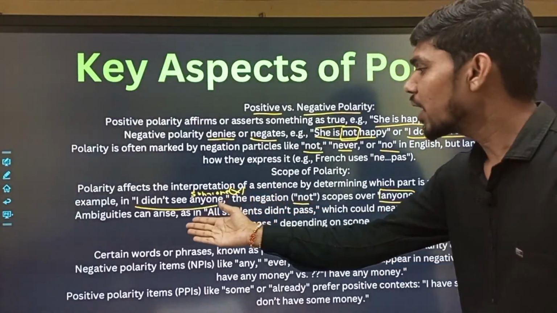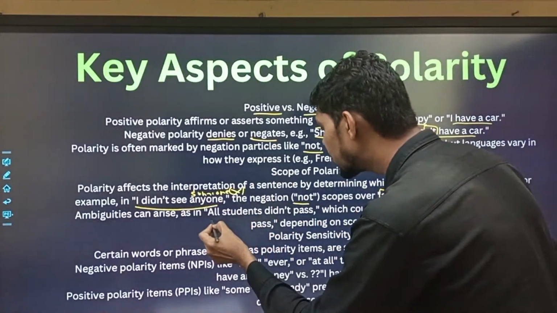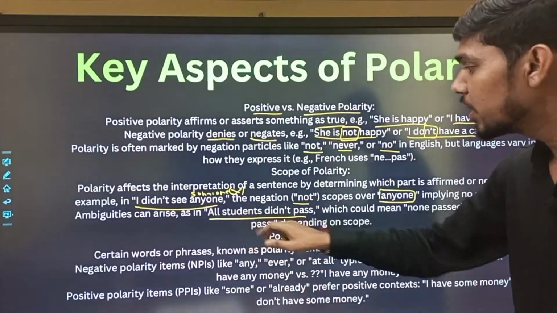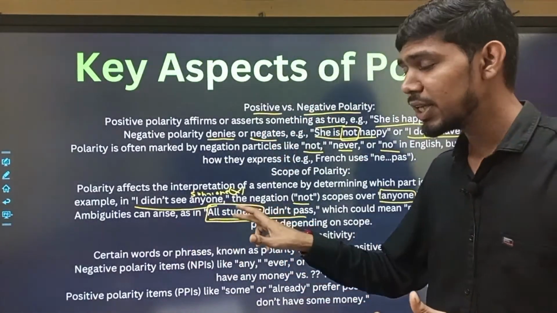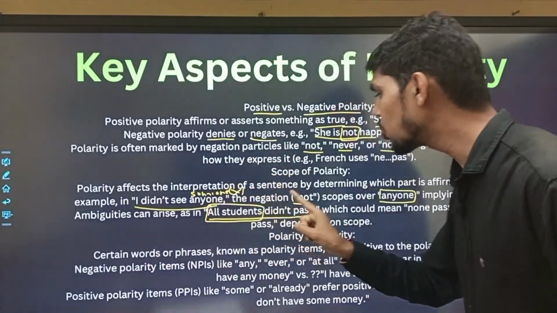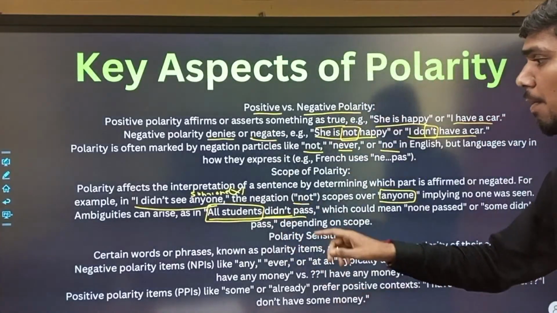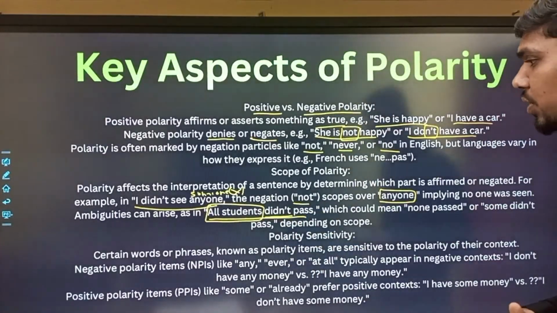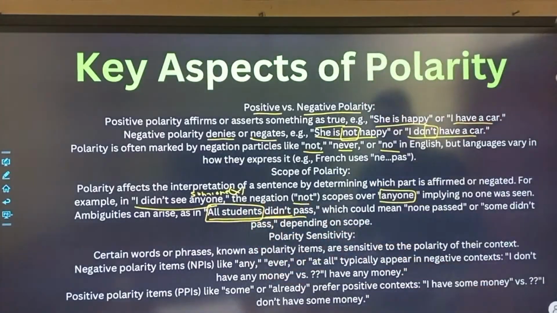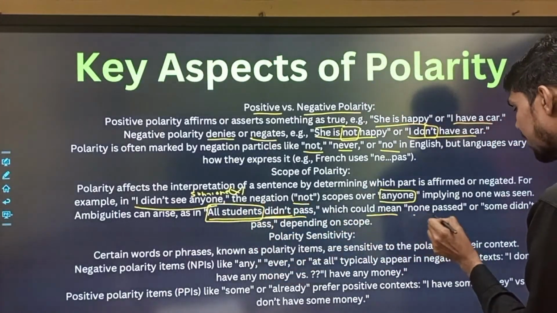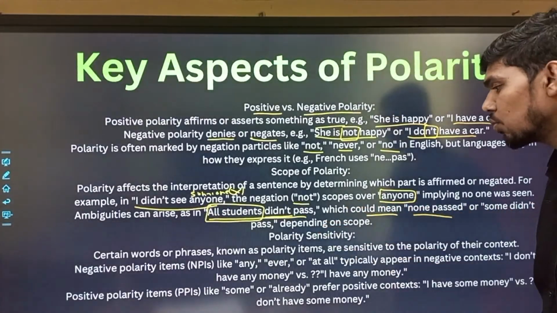Okay, ambiguities can arise here. What kind of ambiguities arise here? As in all students did not pass. Here you can see that all students sounds like this sentence is going to be positive, but it is not in reality because we use did not here. But what this sentence wants to say is that no one passed. Which could mean no one passed or none passed or some did not pass, depending on scope.